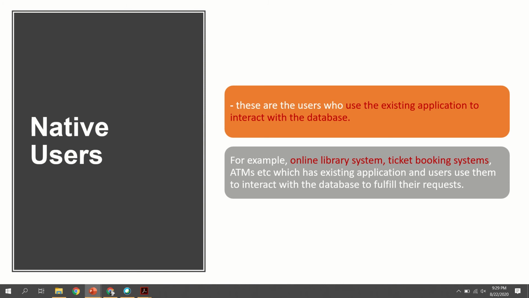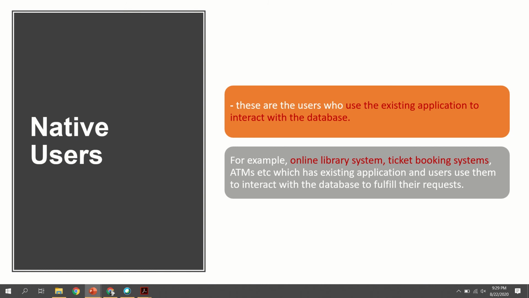For example, we are naive users in certain areas, like ATM or reservation banking, ticket booking system, or online library system. In all these systems we are just accessing data from the database based on some information. In order to help us, certain application programs are already developed, and these application programs interact with the database and give results back to this type of user.